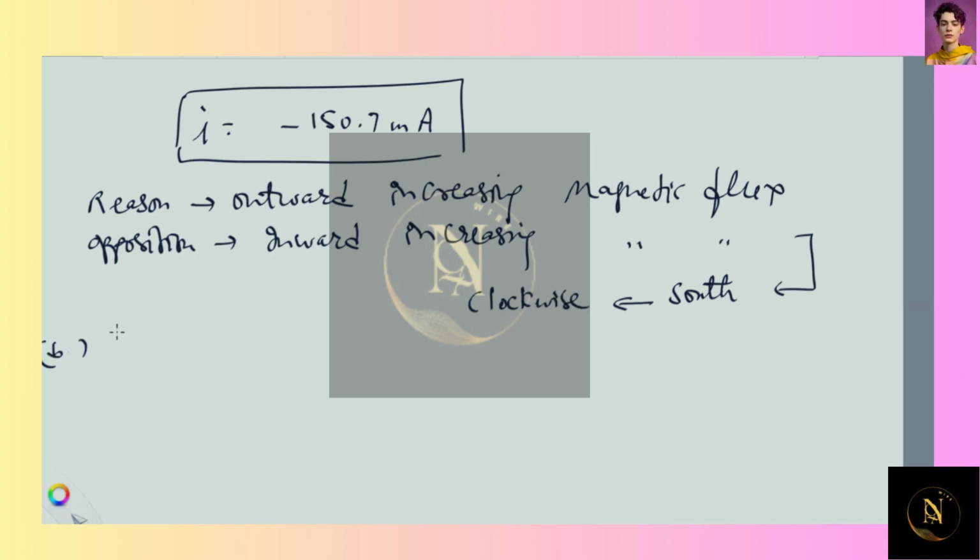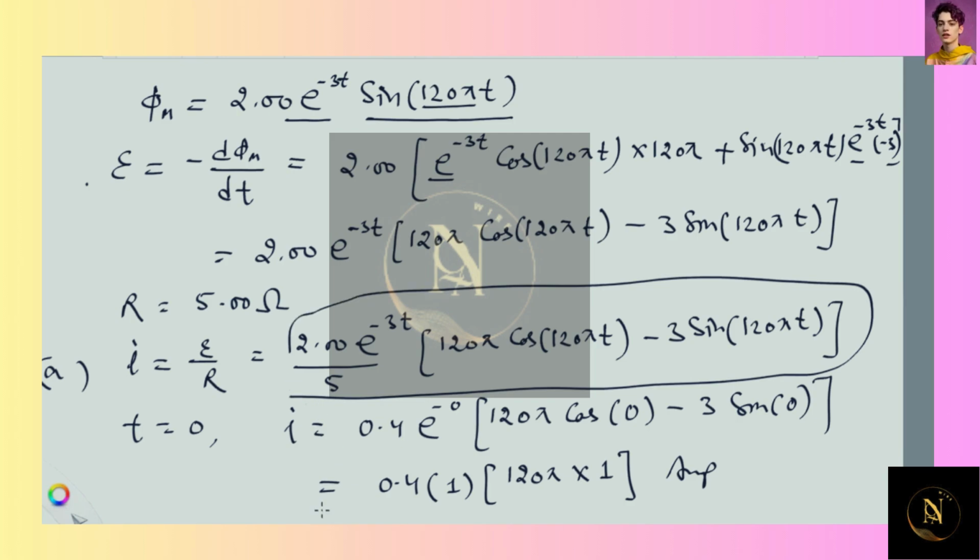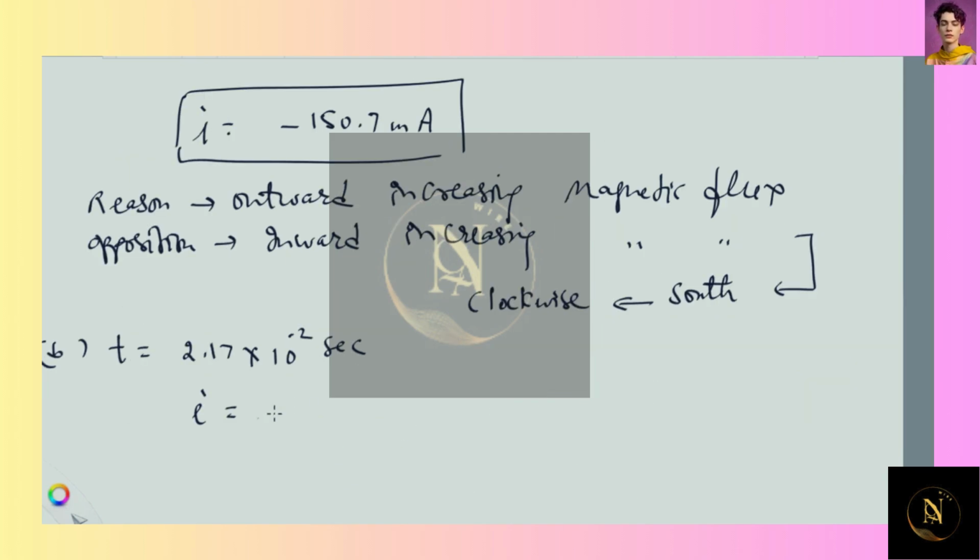Now, in the second part of the problem, the time has been given as 2.17 into 10 raised to the power minus 2 seconds. If we put the value of this time in this same expression, the value of this current will come out to be minus 139 milliampere. And as the sign of the current is again negative, the direction still will be clockwise.